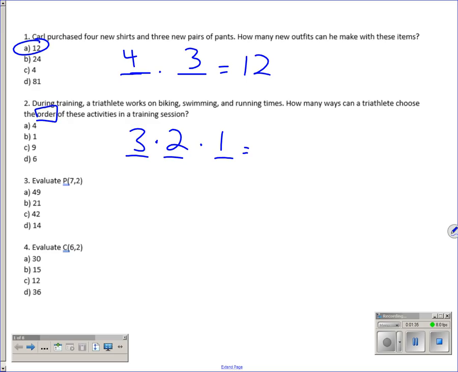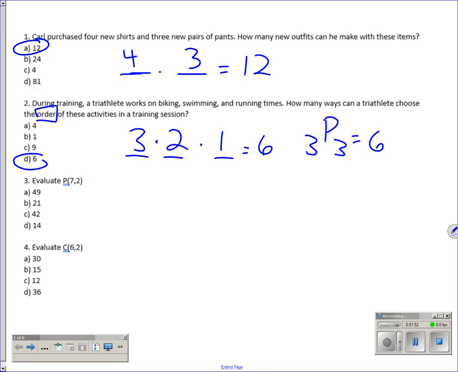Then I only have 1 option left to choose from. That is 6. Another way to think about it, since we're talking about order, would be 3, and we're arranging all of them. So 3P3, which is also 6. The answer is D.